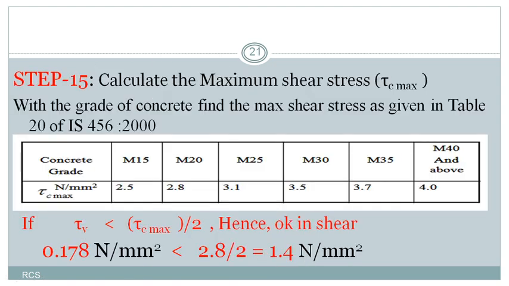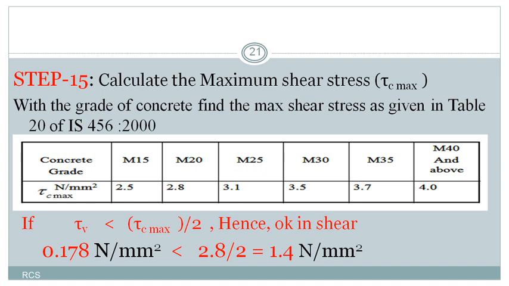See, you have to note one point here: for your slab to be safe against shear, it has to fulfill two criteria. One is the relation between tau V and tau C max, that is tau V must be less than tau C max by 2. Another condition is that tau V must be less than k times tau C. You know tau V is the nominal shear stress, tau C max is the maximum shear stress in concrete, and tau C is the design shear stress in concrete. If you satisfy those two conditions, then we can say our slab is safe against the shear.